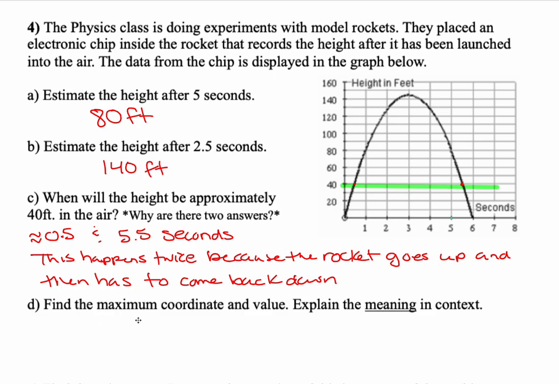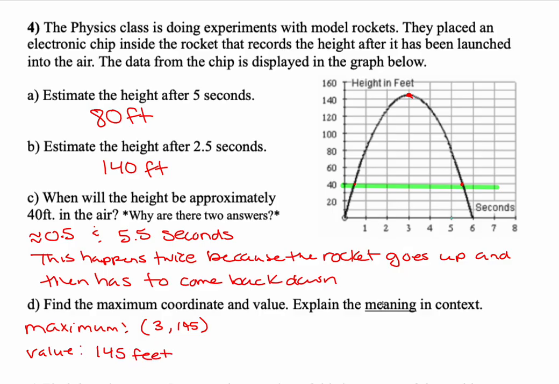Question D says find the maximum coordinate and value. So the coordinate is the actual coordinate. The value is the y value of the maximum. So the maximum is going to be the highest point on the graph. So maximum is a coordinate. If we go to the graph, this is the highest point on the graph. The x value is at 3, and the y value looks to be about 145. So 3, 145. And the value will be the 145. Now that's the y, so it's in feet. So the value is 145 feet.